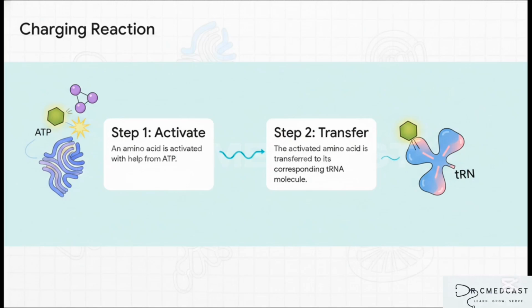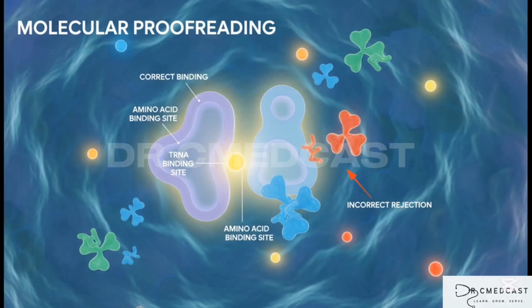Then, this newly energized amino acid gets attached to its specific delivery truck, a molecule called transfer RNA, or tRNA. This whole process is called charging the tRNA, and it makes sure that the right building block is loaded onto exactly the right truck. Now here's what's so incredibly important about this step.